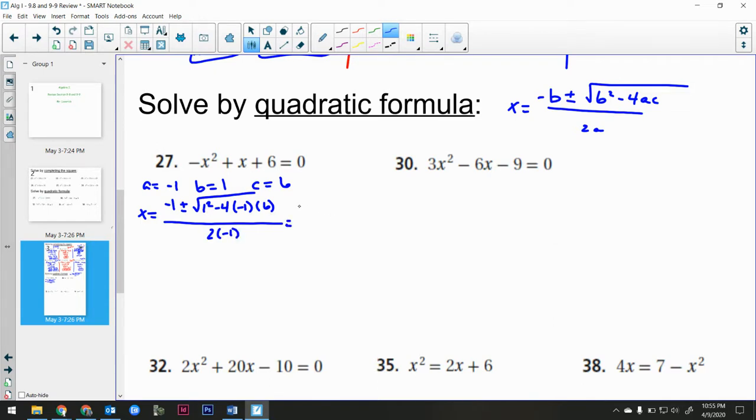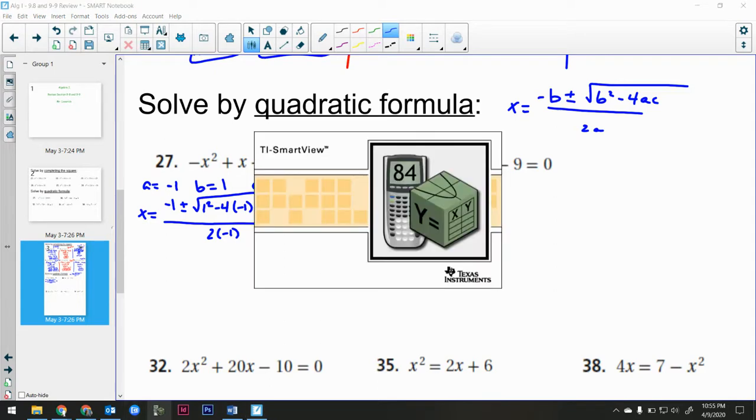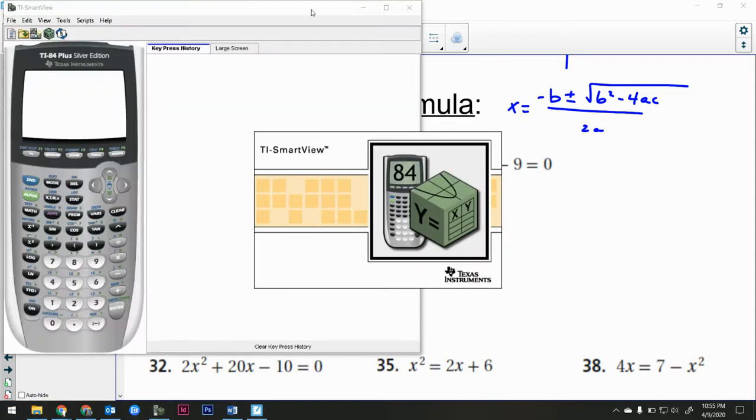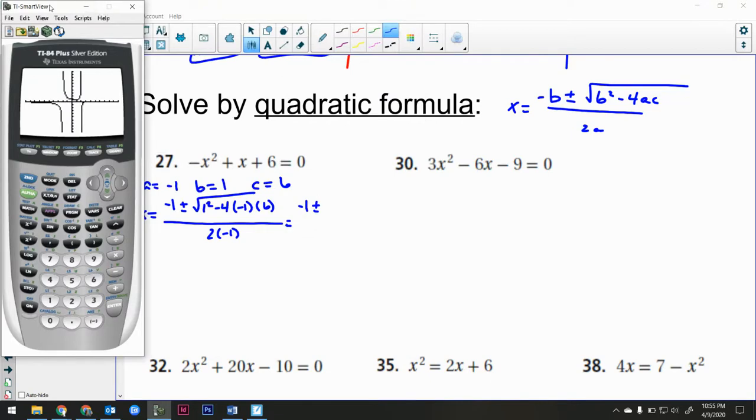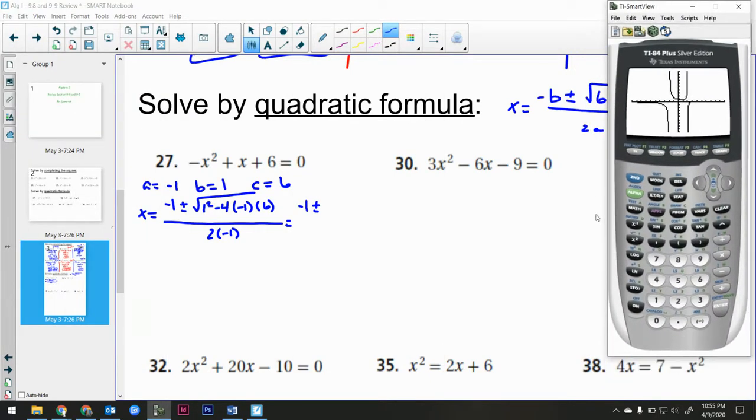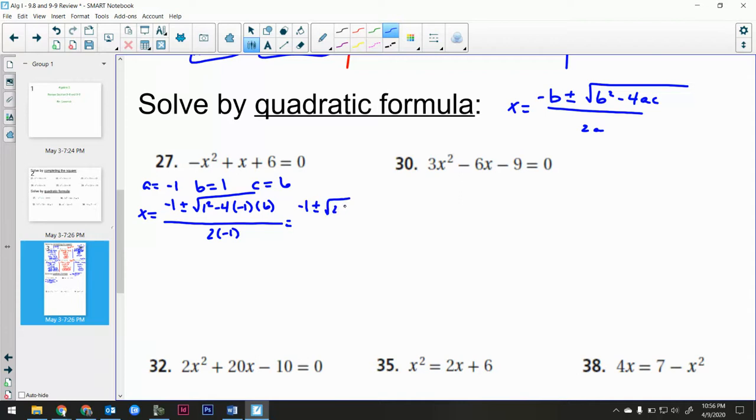So again, first you go underneath the radical, plus or minus. I'm going to bring up my calculator here. Go back to my home screen. So we got 1 squared minus 4 times negative 1 times 6. Comes out nice. The square root of 25, all divided by negative 2.